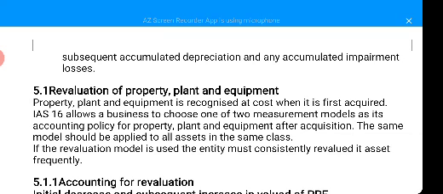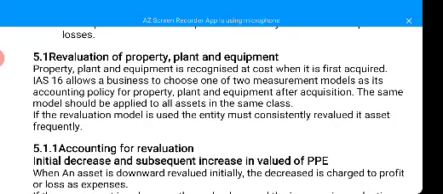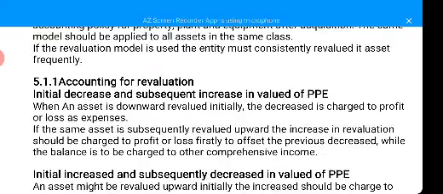So revaluation of property, plant, and equipment. Property, plant, and equipment is recognized at cost when it is first acquired. That means you cannot use the revalued amount for an asset the first time. The initial cost of an asset must be measured at cost. Subsequently, you can use the cost model or the revaluation model. Now, how do you account for revaluation? This is an aspect you should understand very, very well.